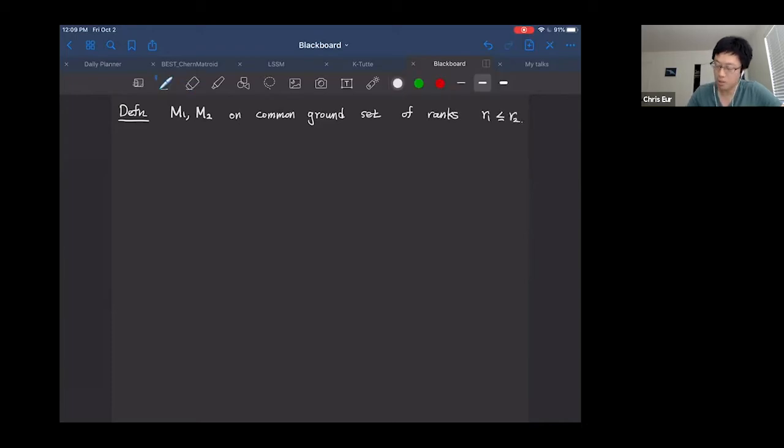And R2 is greater than or equal to R1. The definition of matroid morphism, also called matroid quotient, is that the following inequality is always satisfied. So this is a combinatorial condition, which is not too important for today, but I should write down some definition.